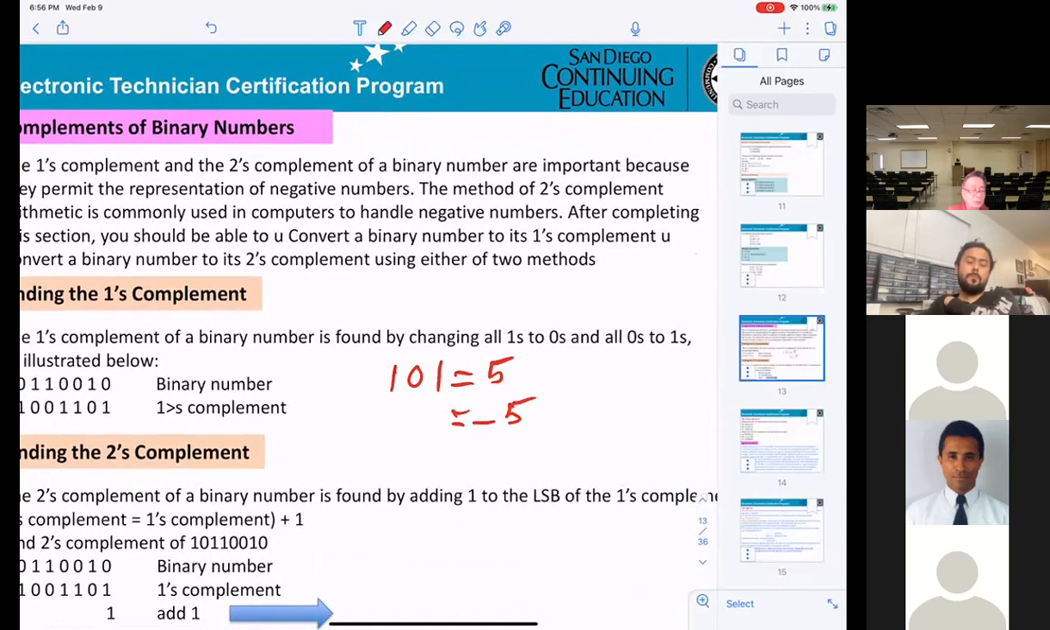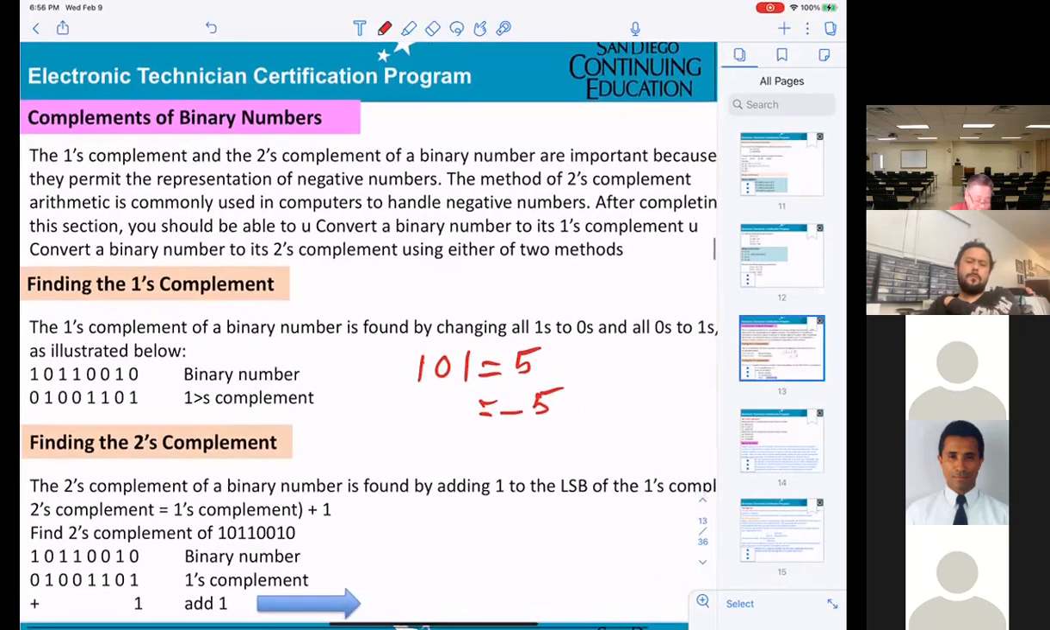Okay, so that's what we will be learning: either system built inside the computer to take care of the negative number. That's what we call first complement or second complement. Either one, not both. Most computers use the second complement system. That means that system tries to deal with a negative number.